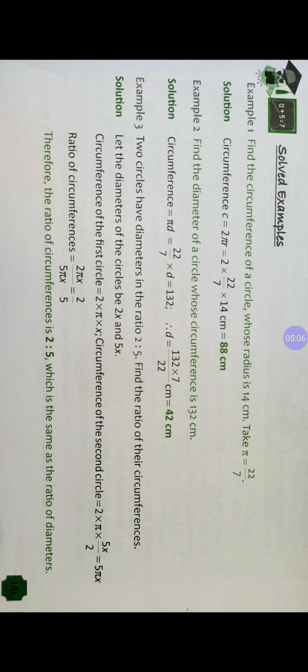The ratio of the circumferences will be 2 pi x upon 5 pi x. So x cancels out, pi cancels out, and the ratio will be again 2 by 5. Okay, so this is how we do this.